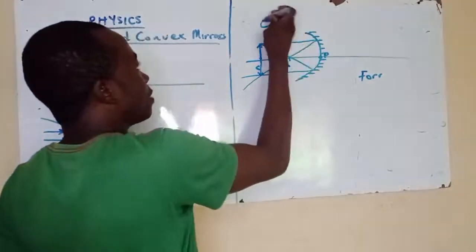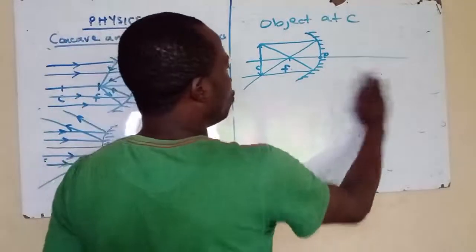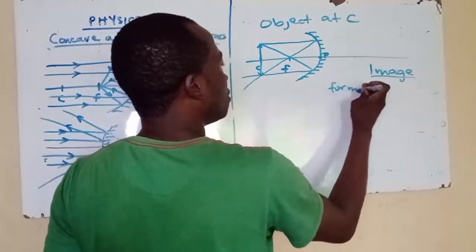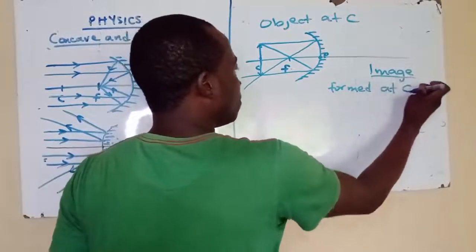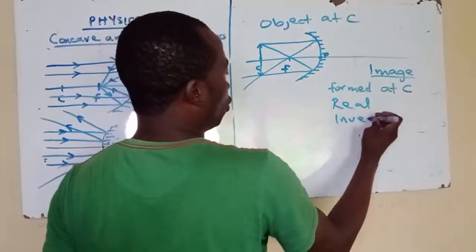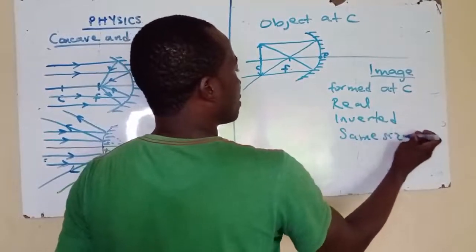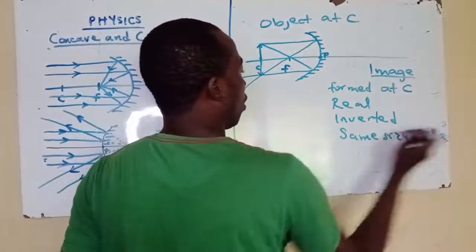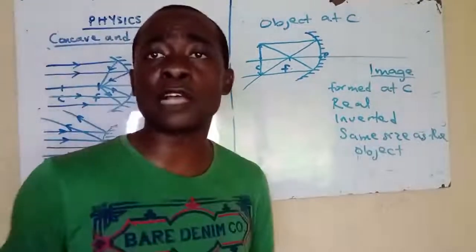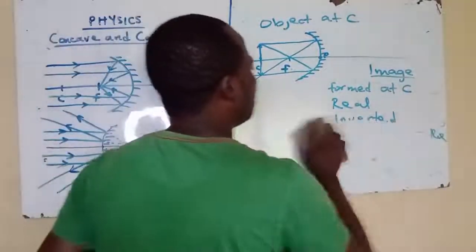When the object is at C, the image will be formed at C. It will be real, inverted, then the same size as the object. Now, the next one: you move the object back, and you see it at F.